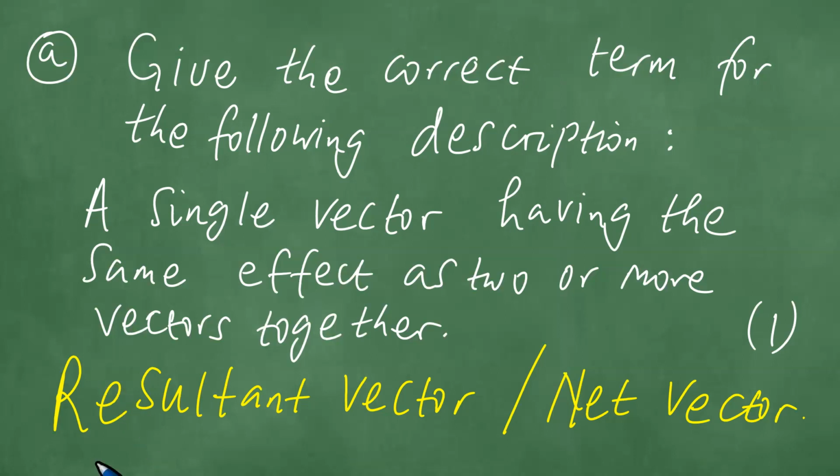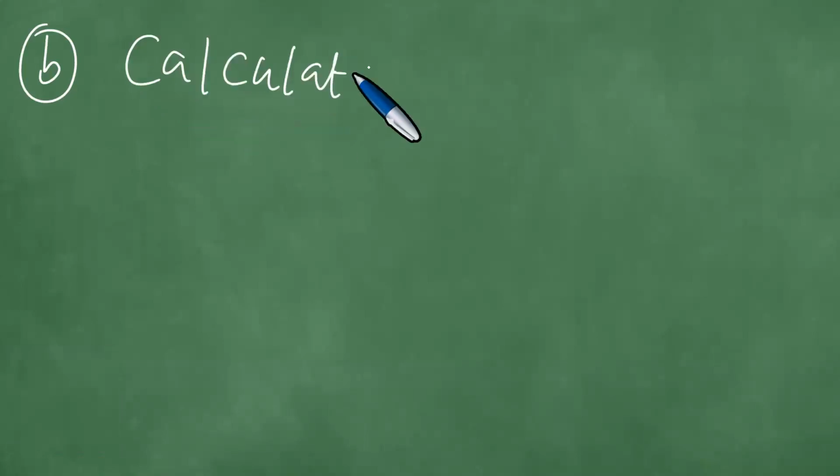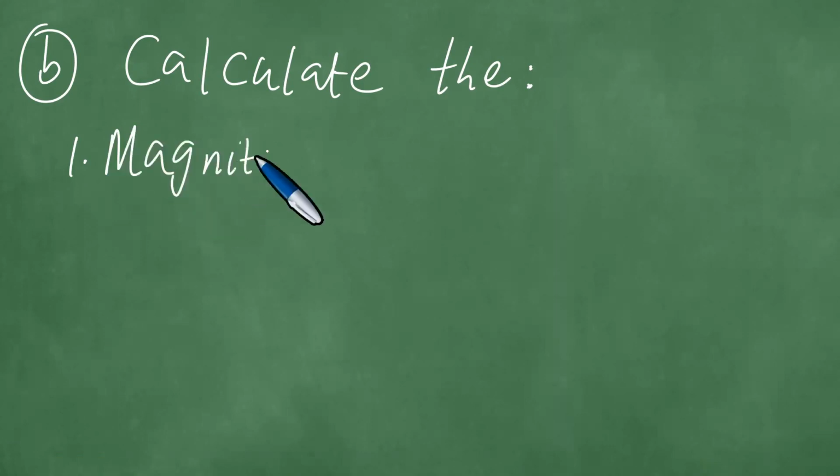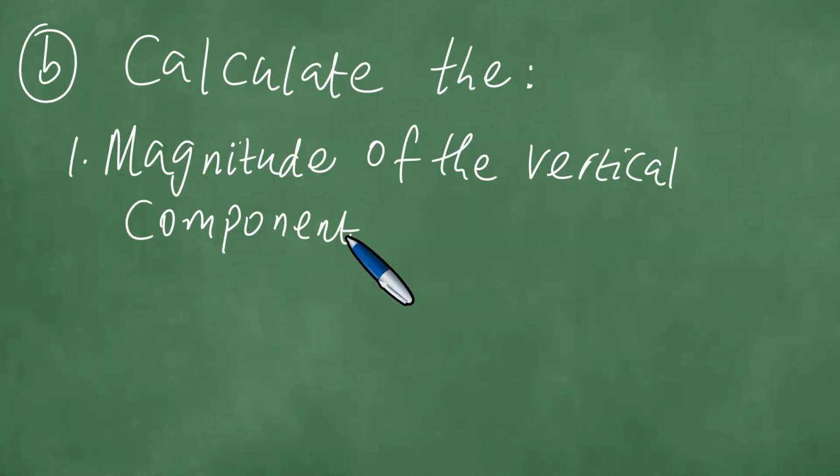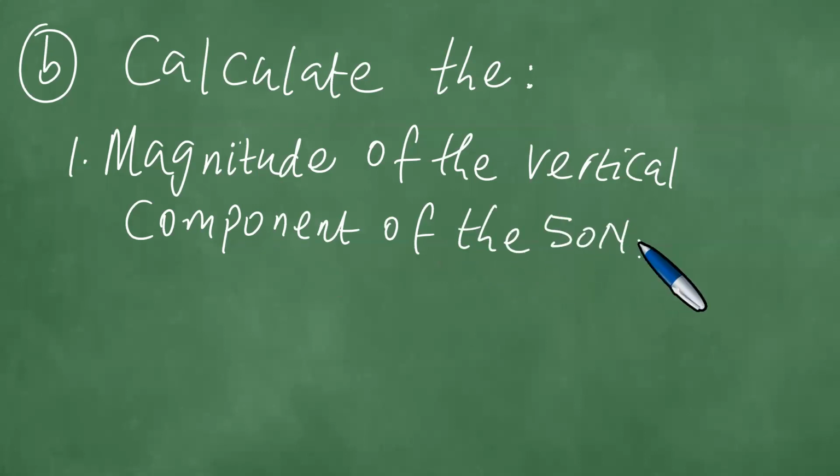Right, that was part A of the set of questions, and we're looking at part B right now. In part B, we need to calculate, number one, the magnitude of the vertical component of the 50 Newton force, for 2 marks.